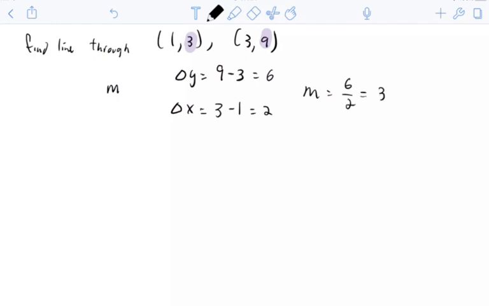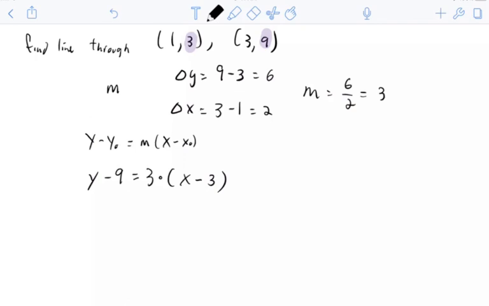And now I just plug these into point-slope form. Right? So you go y minus, just choose one point. You can use either of them. It gives you the same answer each way. y minus 3 equals slope times (x minus 1). And I'm done. So I gotta go.